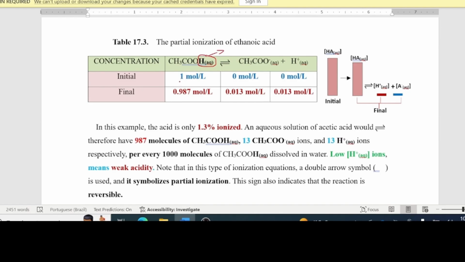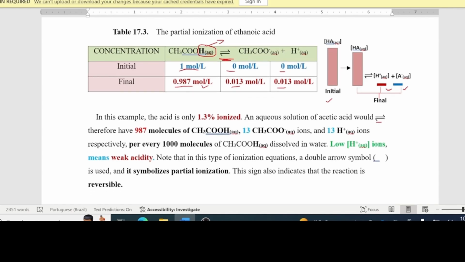So initially we have all molecules here. And of course you wouldn't expect to have any of these. But as it ionizes, look what happens. You have that number of moles per liter remaining compared to these. So there's poor ionization. So look, this is the initial concentration. Now you still have lots of these here. All of that remains, okay? But we only have small concentrations of hydrogen and ethanoate ions. That's why you're going to see this sign here. This sign here means that the reaction is reversible.